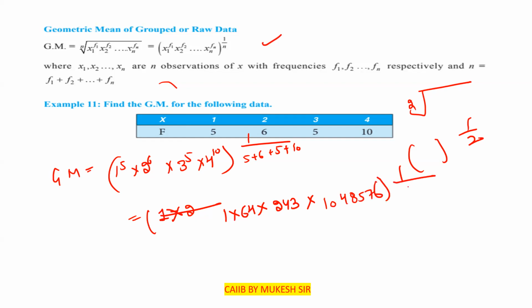Now we have to take the 26th root of this, that is power 1 upon 26. If this type of question comes in the examination, they will give you the values, like the value of 1 by 26. So the correct answer is 2.4705. This is the way we can calculate the geometric mean.